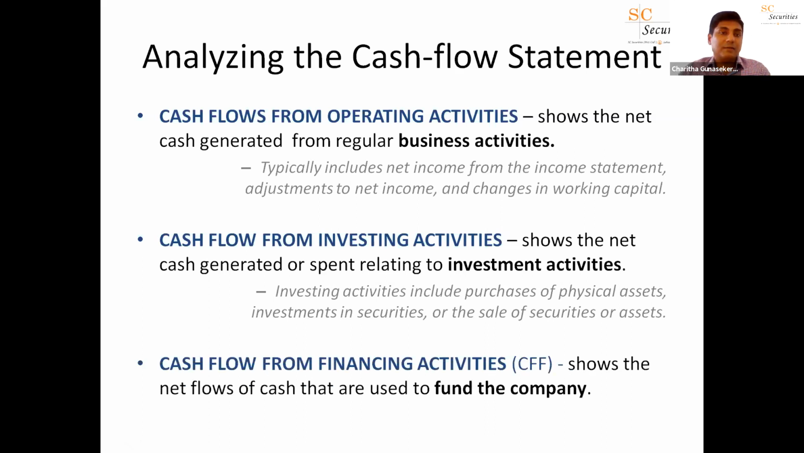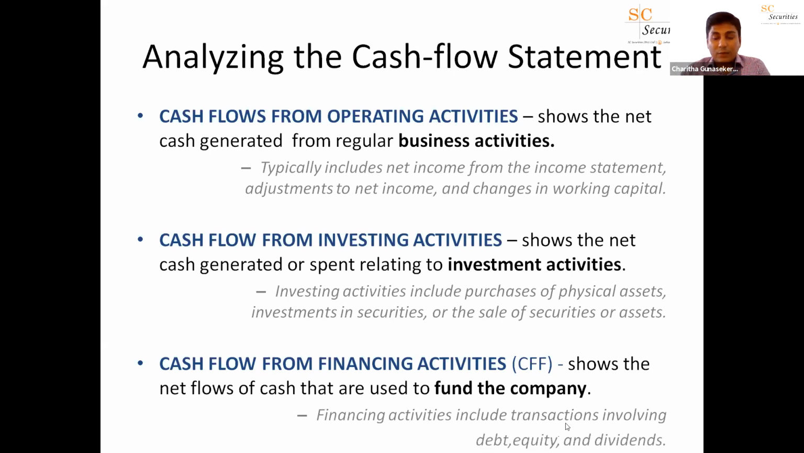Then the third and the final way you can do it is cash flow from financing activities, right? It shows the net cash flow that is used to fund the company. How have you funded the company? So financing activities include transactions involving debt, equity, and dividends. If you take a bank loan, you're going to receive cash. If you settle a bank loan, you're going to pay cash. So when you get a bank loan, it's a cash receipt. When you settle a bank loan, it's a cash outflow.